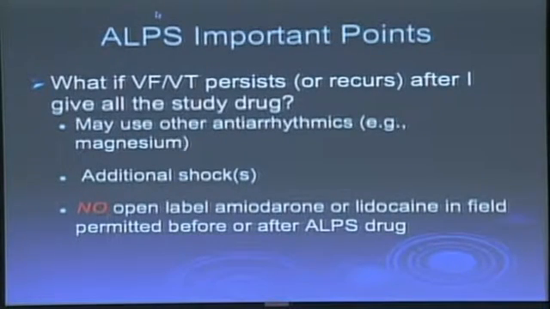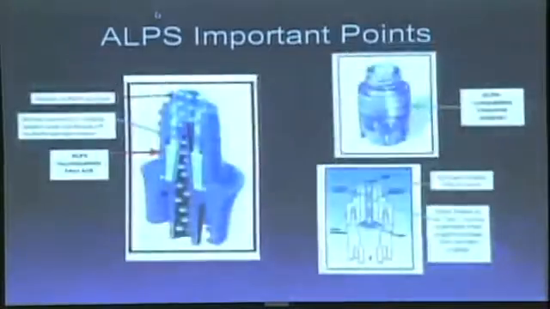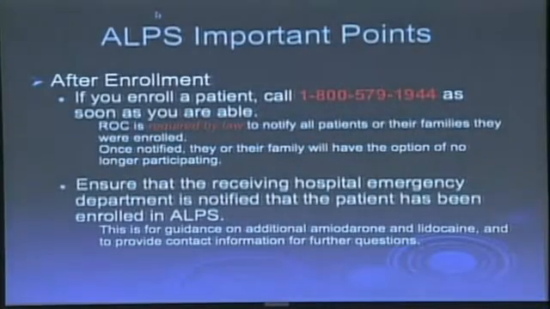If VFib recurs after you've given all the drugs, you can use magnesium, repeat epinephrines, repeat shocks, but no open-label amiodarone or lidocaine. You've got to use the ClearLink adapter because it doesn't work without it. Put the ClearLink on first, then attach the syringe. Call this number. It's written on the kits.